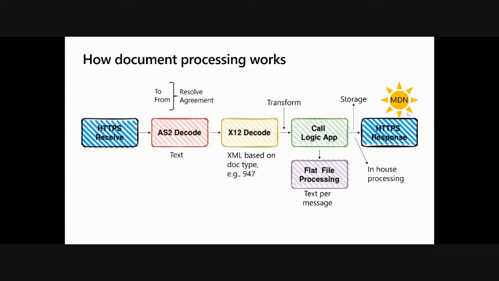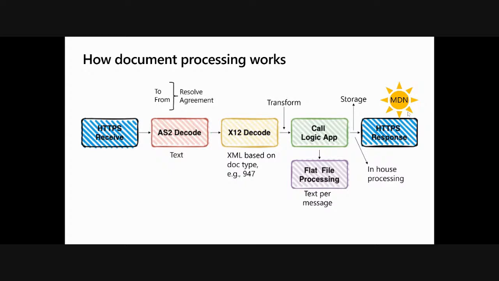So you'll receive something over HTTPS. That'll have an AS2 message. So that'll be something that's an encrypted payload with a couple of headers. Those headers are used to resolve the agreement. So essentially those to and from headers are used to go back to the integration account and go, okay, well, I know this has come from Bill's company, and I know it's come to Martin's company. It's an AS2 interchange, so I'm going to use this particular agreement.